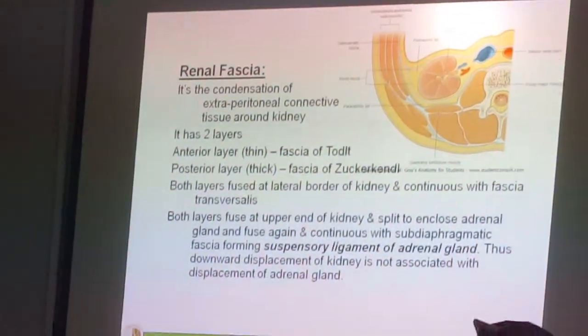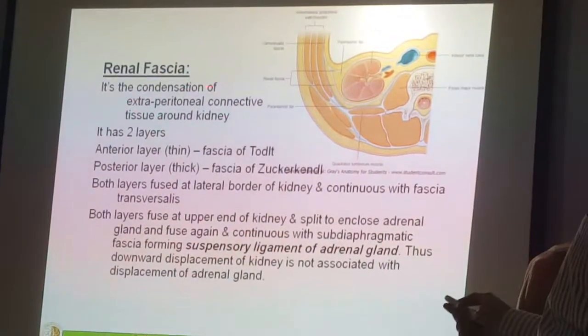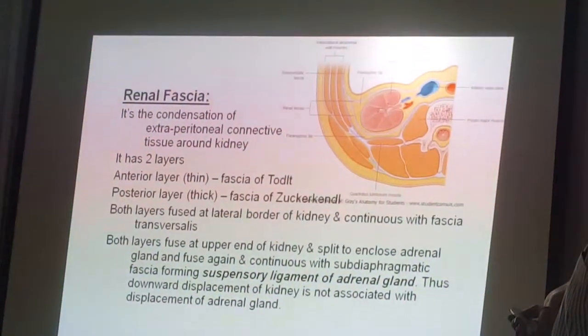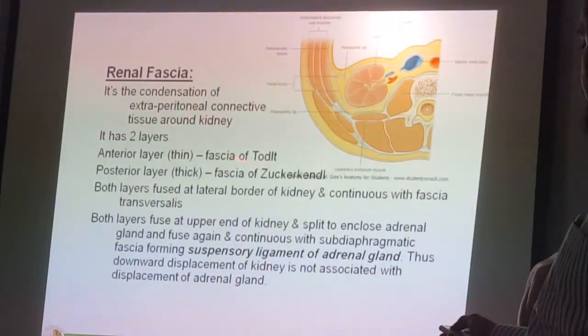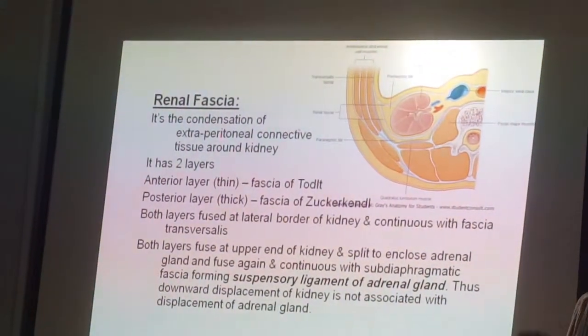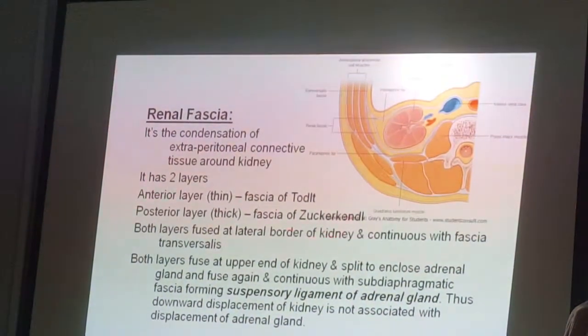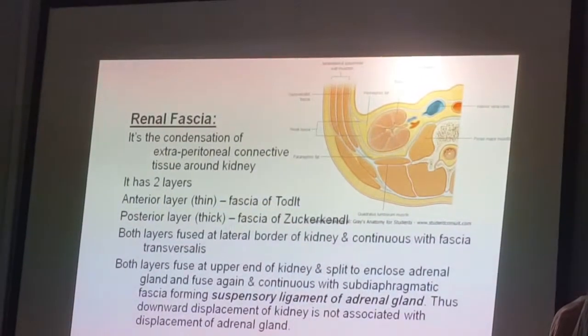As I said, it has two layers. It is nothing but the condensation of the extraperitoneal connective tissue around the kidney. One is the anterior layer, which is called the fascia of Toldt. Then there is the posterior layer, which is also called the fascia of Gerota. So here is the posterior layer, the second layer.